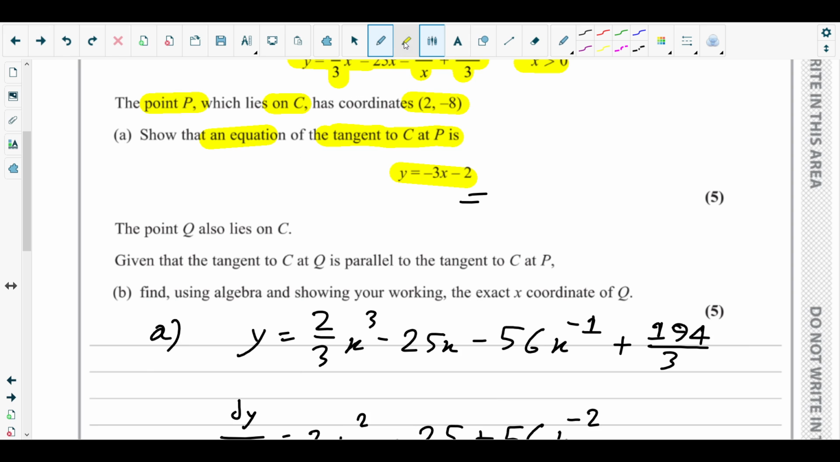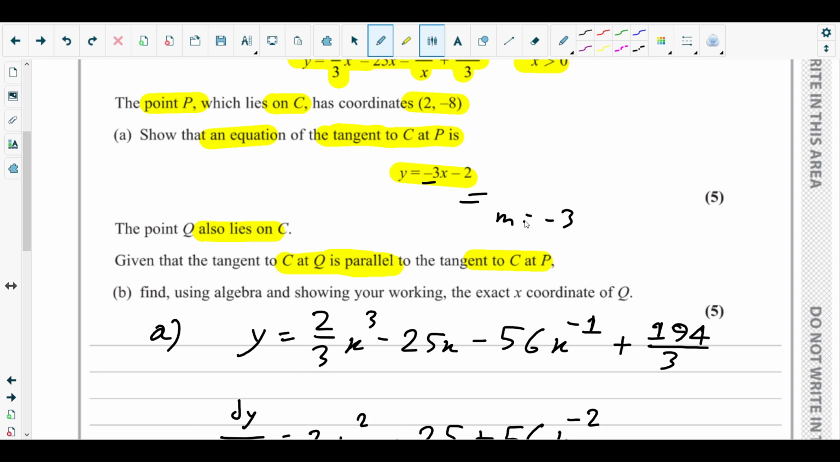Okay, for part B, they are saying the point Q also lies on C, given that the tangent to C at Q is parallel to the tangent to C at P. Understand? The tangent to C at Q is parallel to the tangent to C at P. So we already know the tangent to the curve C at point P has a gradient of negative 3, right?